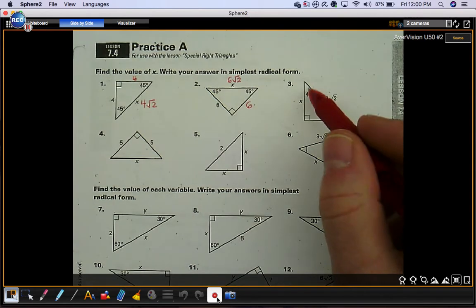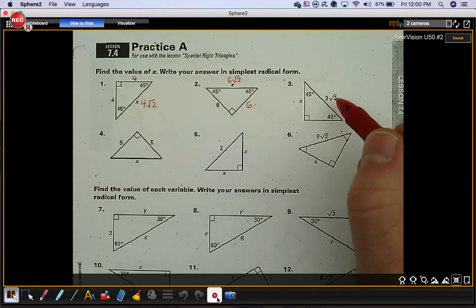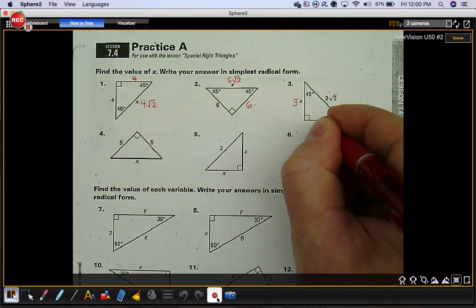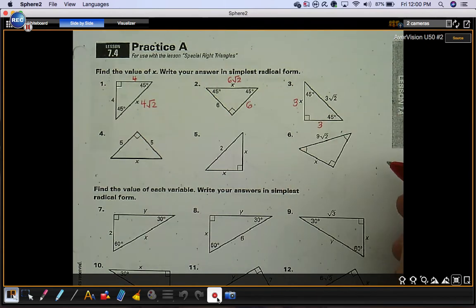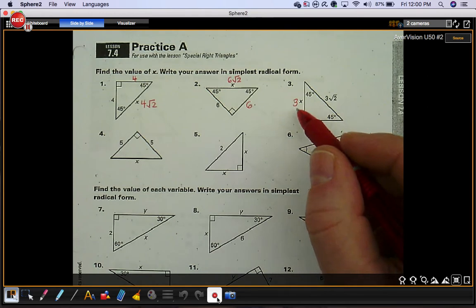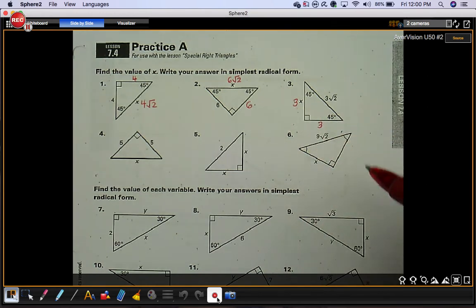Number 3, this time they tell you the hypotenuse is 3 times the square root of 2. That means that your leg has a length of 3. The number that's in front of that square root of 2 is the length of those legs. You want the answer that fast.